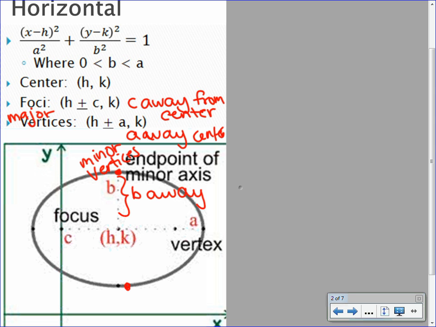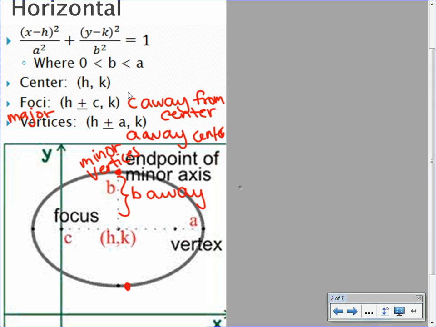A tells you how far for your major axis. B tells you your minor axis. Whatever number is underneath the x, the square root of that, that's how far you move horizontally. Whatever number is your denominator under your y, that's how far you move vertically. X we think horizontal, y we think vertical.